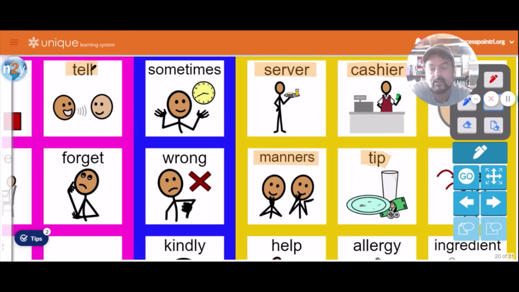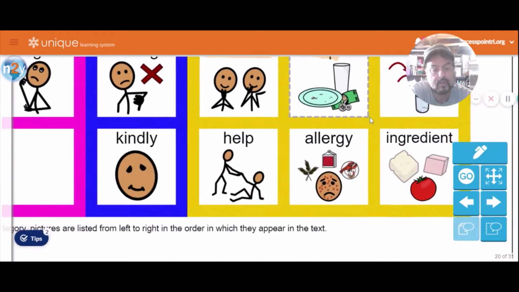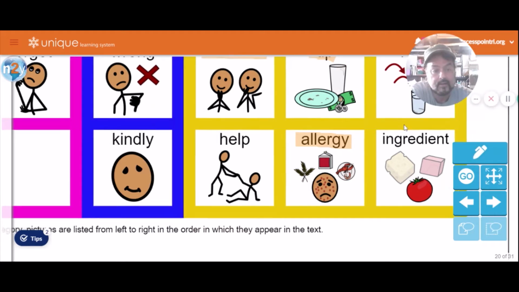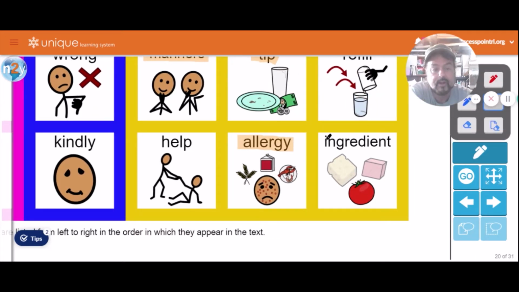Tell someone what you want. If you go to a restaurant, make sure you let them know what your allergies are, what you're allergic to, so you don't get served a food that's going to make you sick. If you have allergies, you might want to ask what the ingredients are in the food that they're going to serve you. And don't be afraid to ask for help, like when you're reading the menu or something.